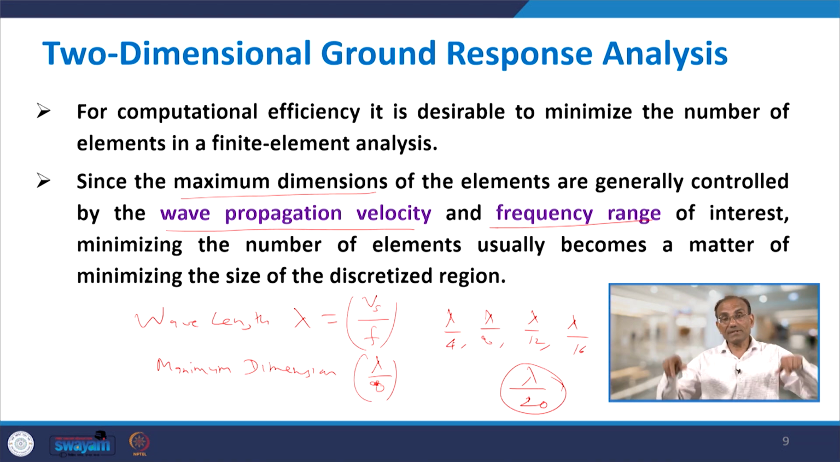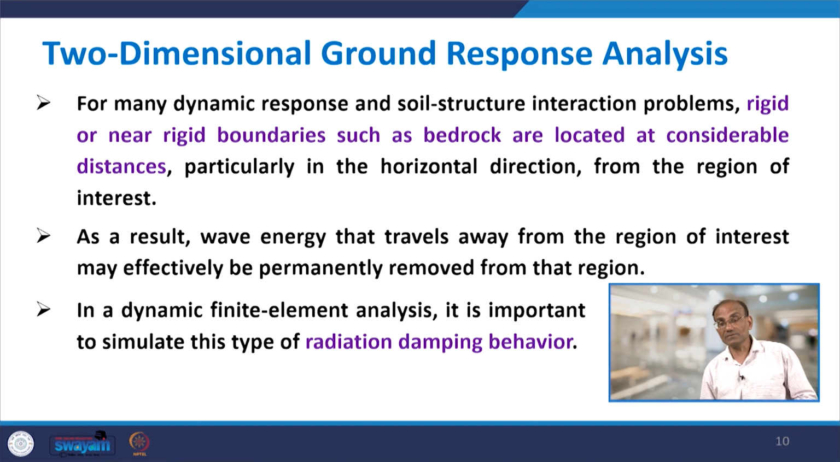Now, the number of elements will depend on the size of your domain of the discretized region. If you have a smaller domain, then the number of elements will be small. If you have a large domain with the same size of elements, the number of elements will be more. So, the objective now in 2D analysis will be to reduce the size of the domain, which can be done using what we call the boundary conditions, which we are going to discuss.